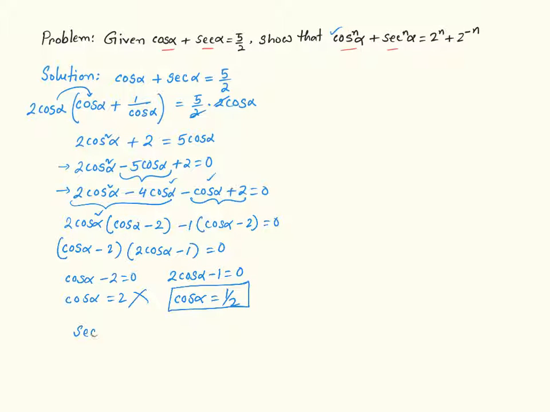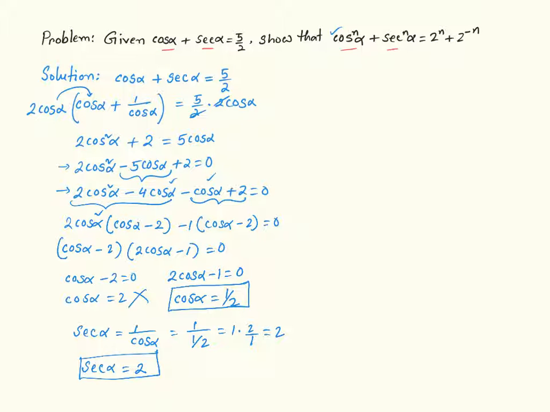Remember, secant alpha is equal to 1 over cosine alpha, which is 1 divided by 1/2. So that tells me secant alpha is equal to 2, right? 1 over 2 is 1 times 2 over 1, which is just 2. So now I found the secant alpha and I found the cosine alpha.